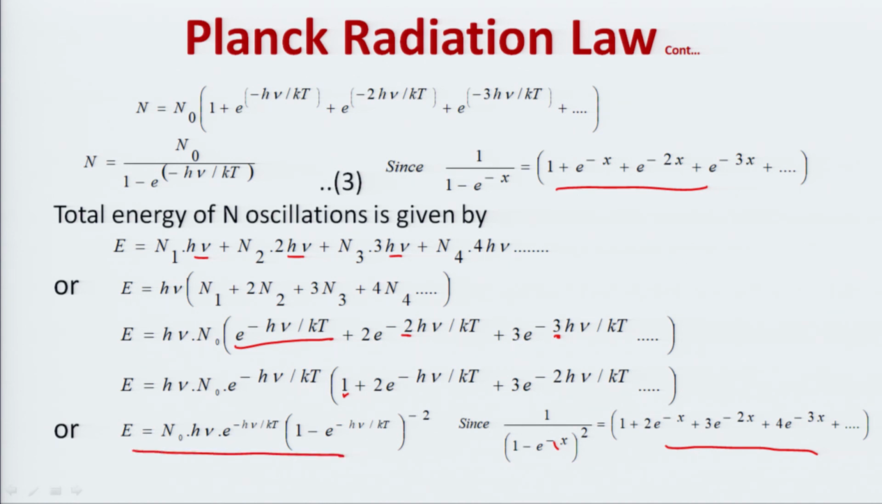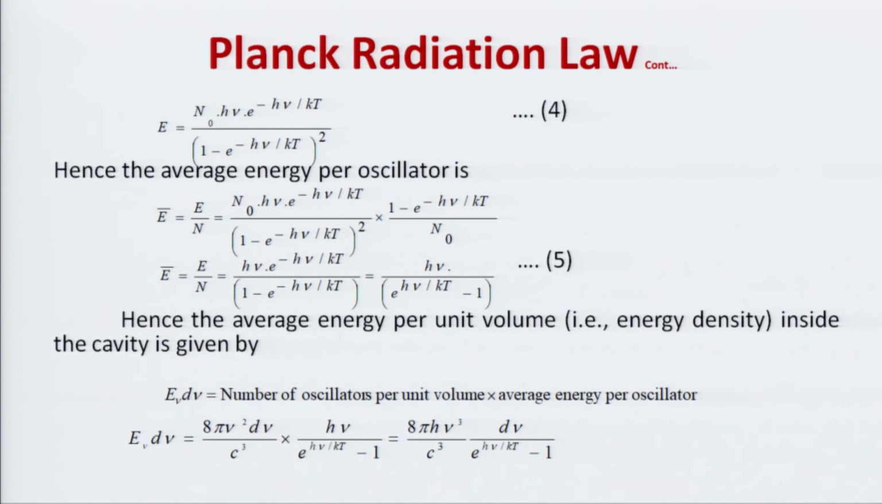E is equal to N0 hν e to the power minus hν/kT, and the solution of this is (1 minus e to the power minus hν/kT) to the power minus 2, which we can take below. So E is equal to N0 into hν multiplied by e to the power minus hν/kT divided by (1 minus e to the power minus hν/kT) whole square. This is equation number 4.